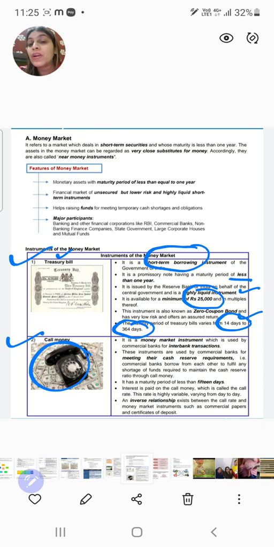Now one more important element is that an inverse relationship exists between the call rate and the other mediums. When the call rates are higher, banks will not borrow money from the other banks, because the rates are higher. So we have an inverse relationship: when the call rates are increasing, the demand for call money will decrease, because banks will borrow from other sources. That's why they have an inverse relationship.